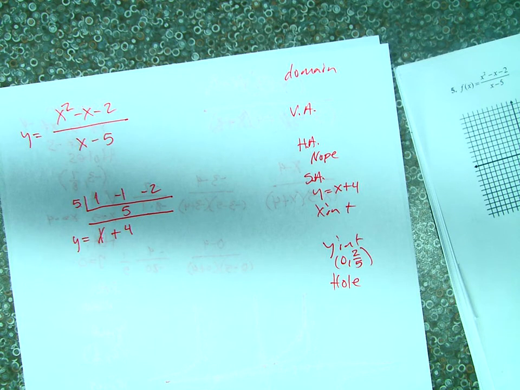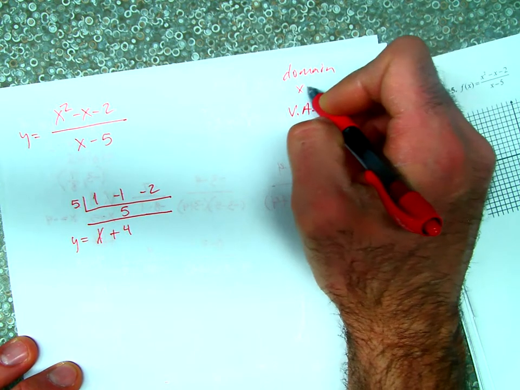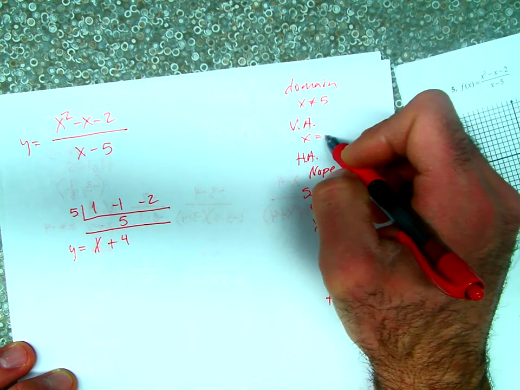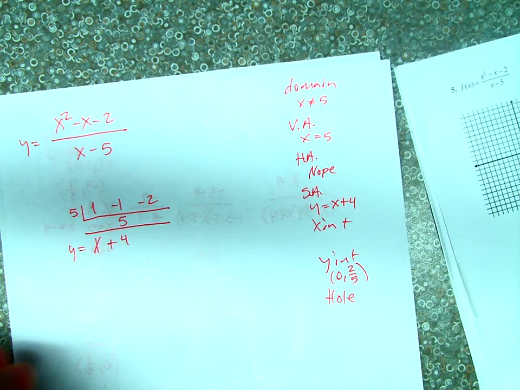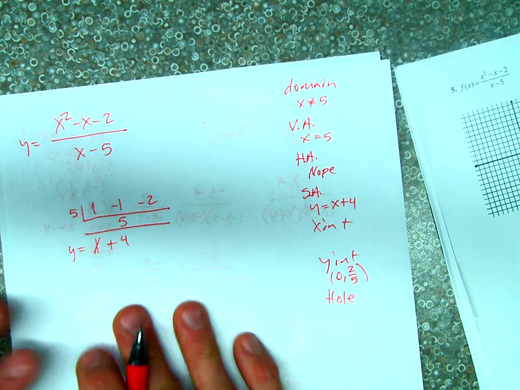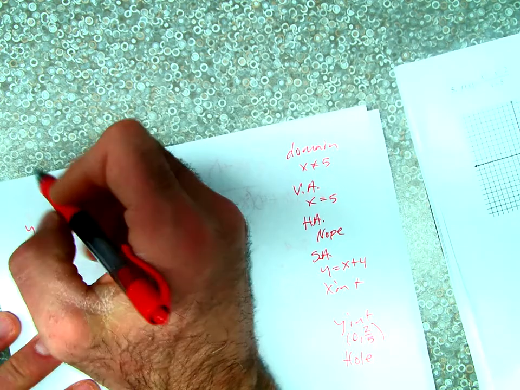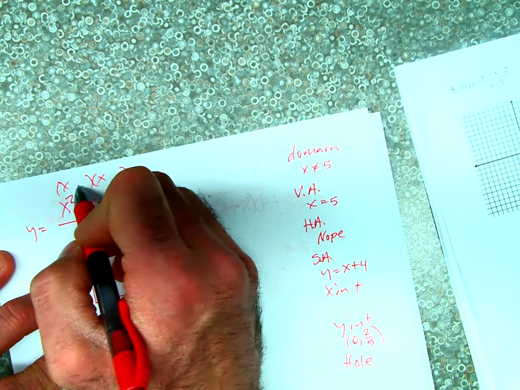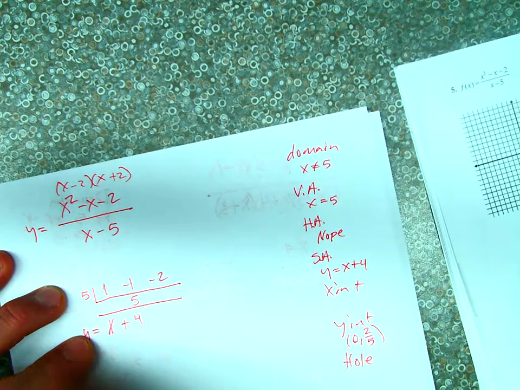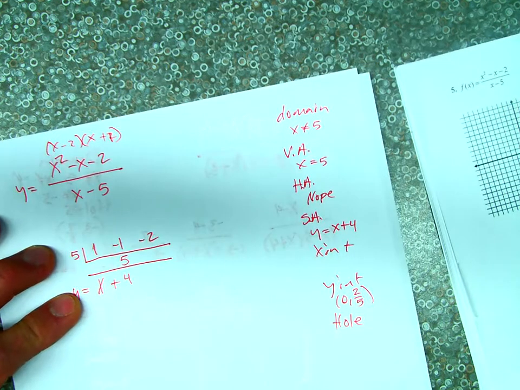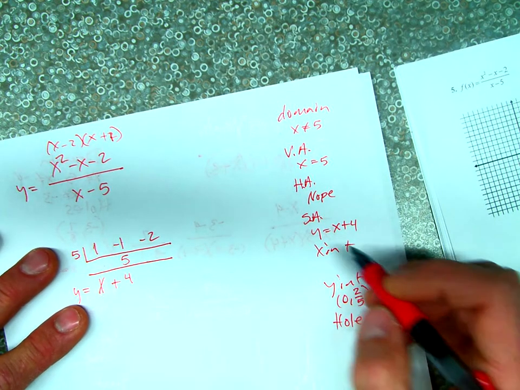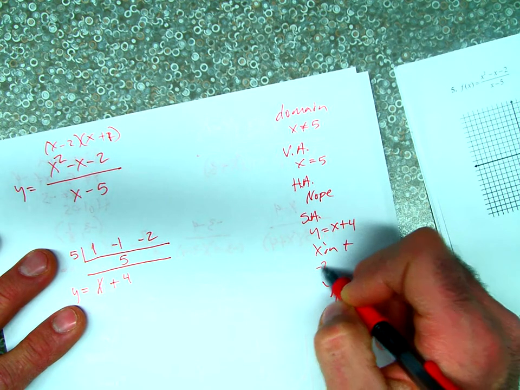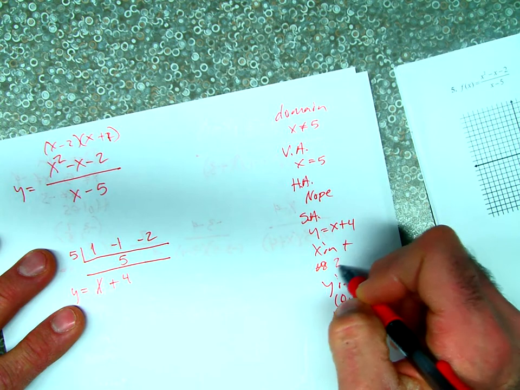Okay, what's the domain? x cannot be 5. What's the vertical asymptote? x is 5. That is the equation of the line of the slant asymptote. Then we need to factor. So what are the x-intercepts? So negative 2, no, it's not negative 2. 2, 0.